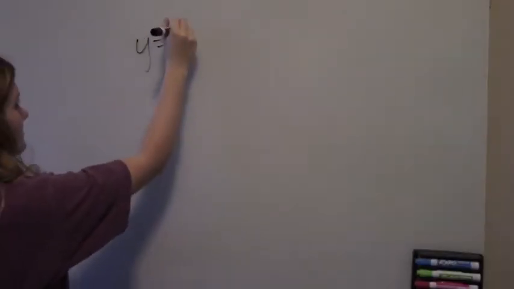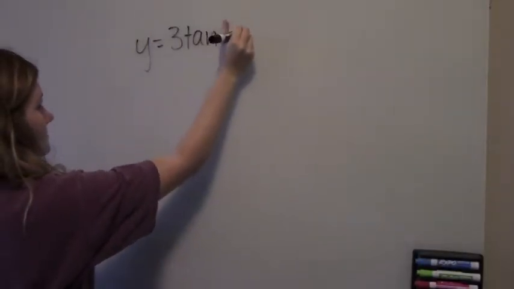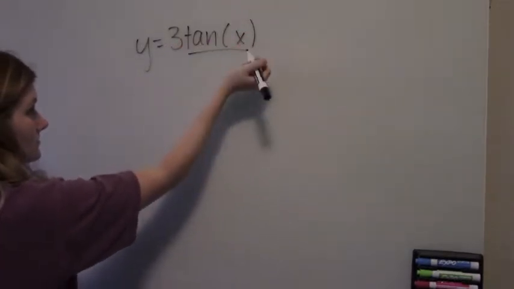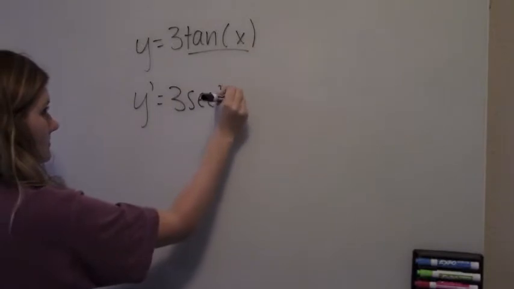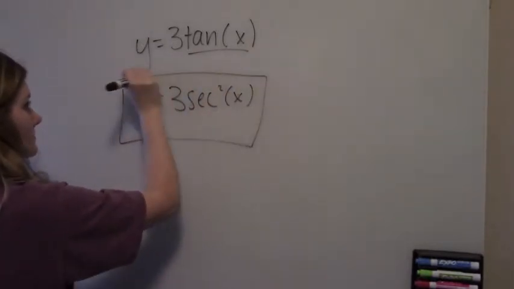So let's say you have the function y equals 3 tangent of x. You would just use the derivative rule for tangent of x, which is secant squared x, and keep the coefficient the same, so you're left with 3 secant squared x.